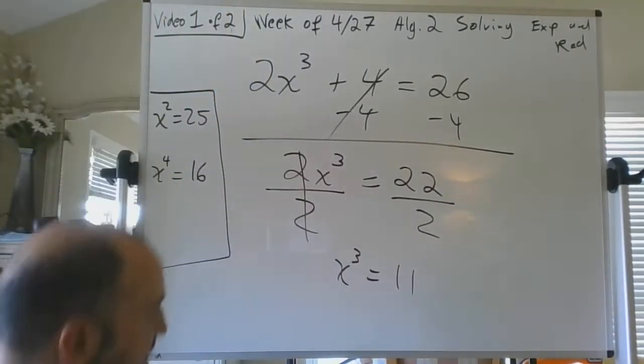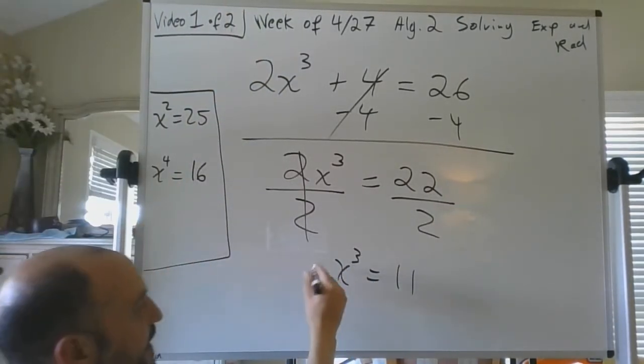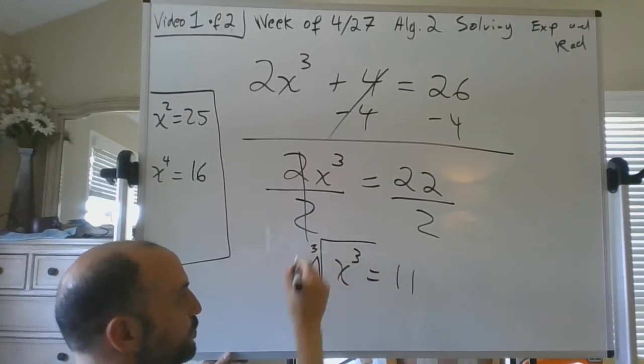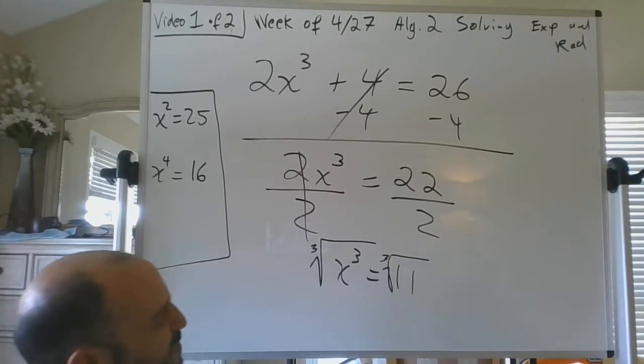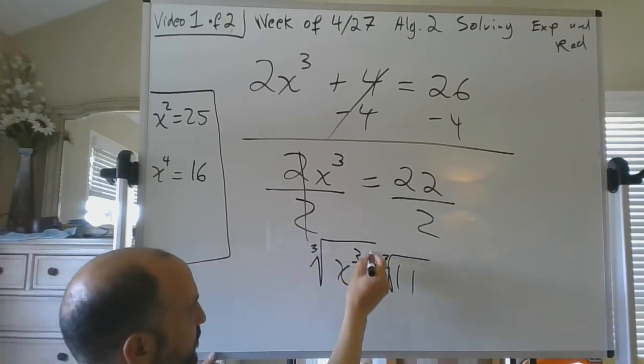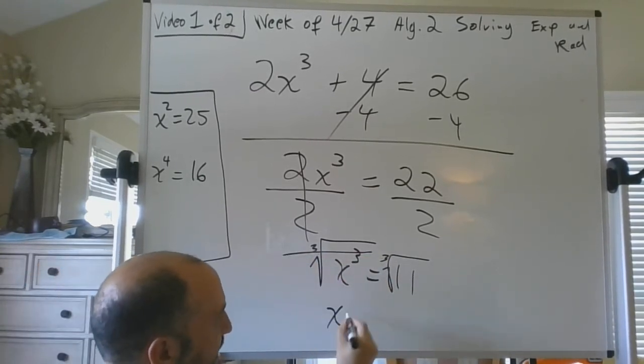Okay? And now, since this is x to the power of 3, we have to cube root it, or third root it. What I do to one side, I do to the other. I'm going to third root that. And so the third root and the power of 3 cancel out. We're left with x equals.